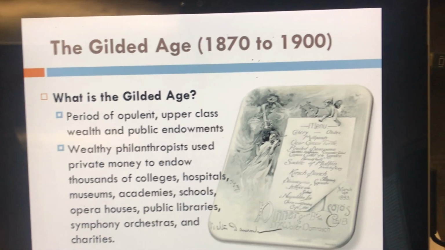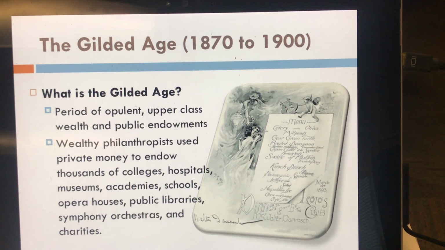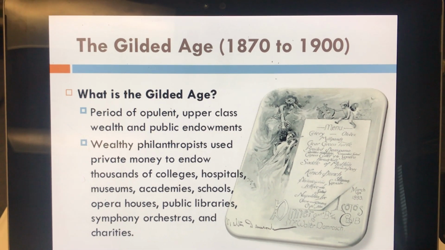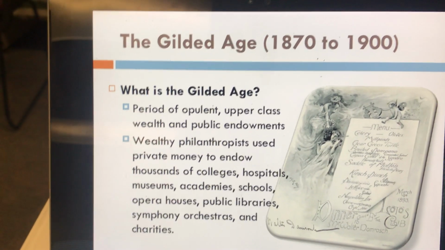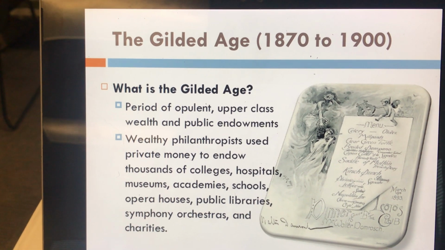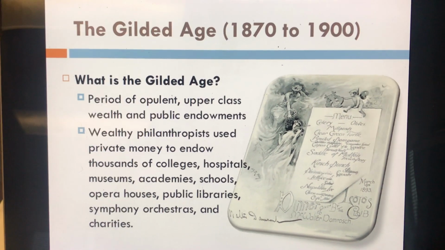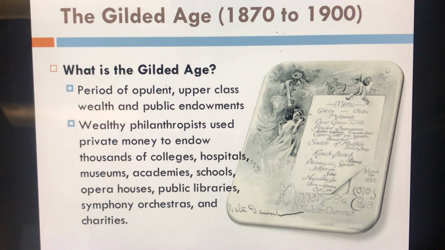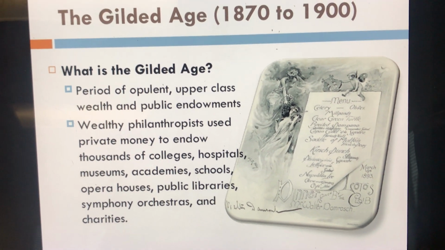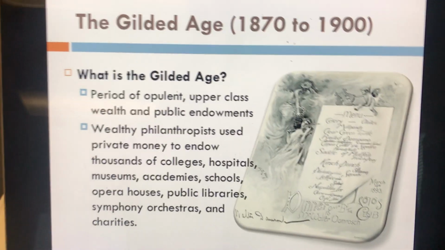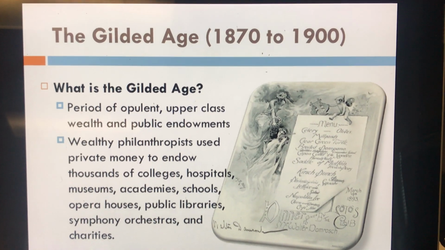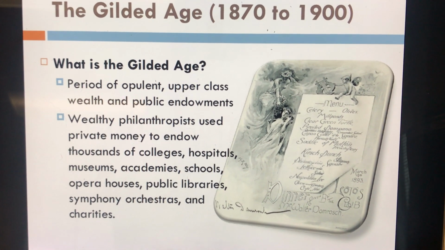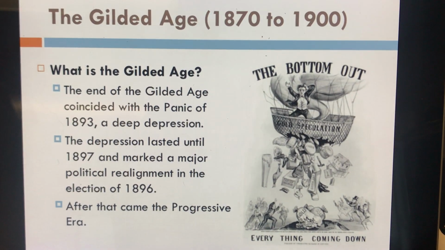It's also a time of very opulent wealth. The upper class had a lot of wealth, but they used some of it for public endowments. Many were philanthropists. They used their private money to help fund colleges, hospitals, libraries, performance houses, a lot of different charities. So even though these people were becoming very, very rich, they did believe that they had an obligation to give back to the community, and they did this through philanthropy.